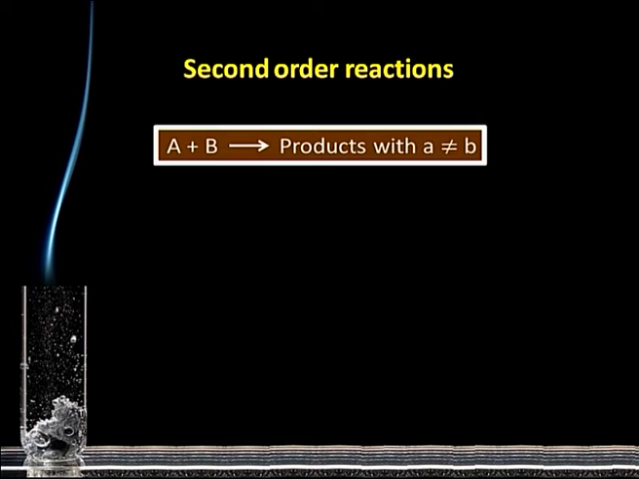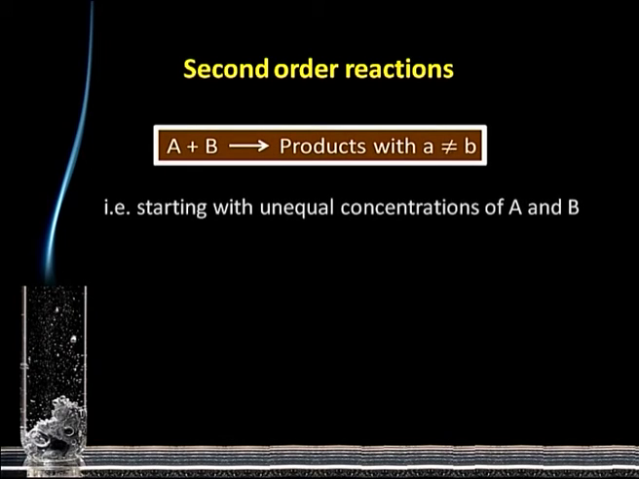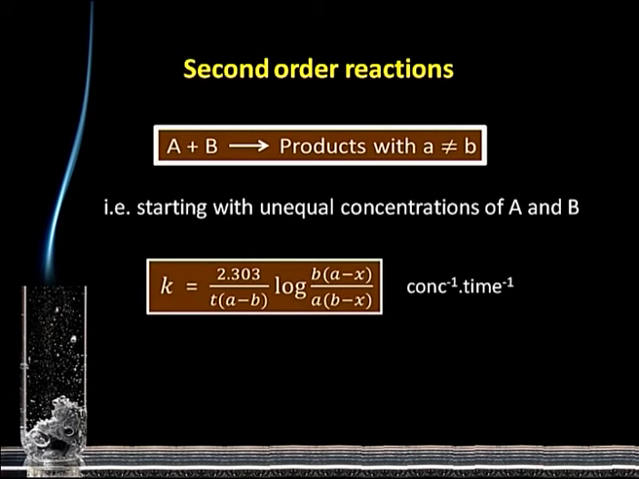Second order reaction, A plus B giving you products with A unequal to B. If we start with different concentration of A and B, we get an expression which is slightly different. K is equal to 2.303 upon T into A minus B log B into A minus x divided by A into B minus x, and the concentration inverse time inverse as the unit.